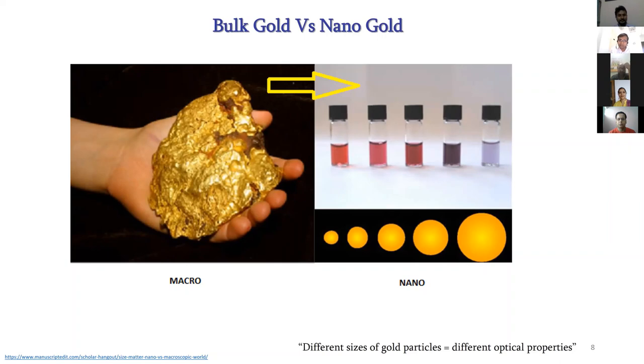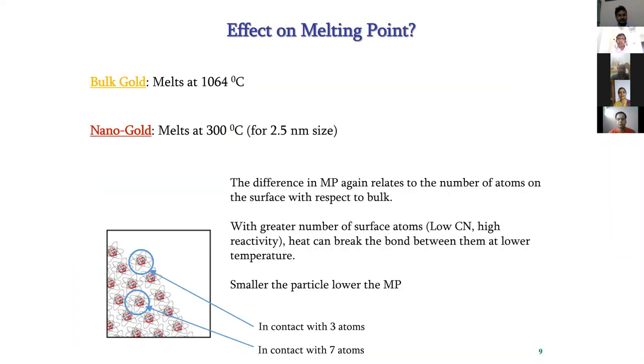Think about the melting point. Bulk gold, the ring that you wear, you need to heat up to 1064 degrees Celsius to melt. Whereas if I make a nano ring made up of nano gold, then you need only 300 degrees Celsius to melt. That's a dramatic decrease in the melting point, because now you have more atoms on the surface and it's easy to move them, and you need a lower energy to melt them.